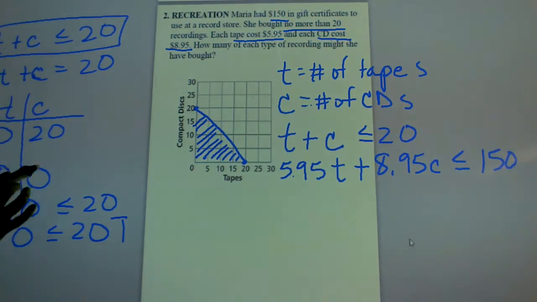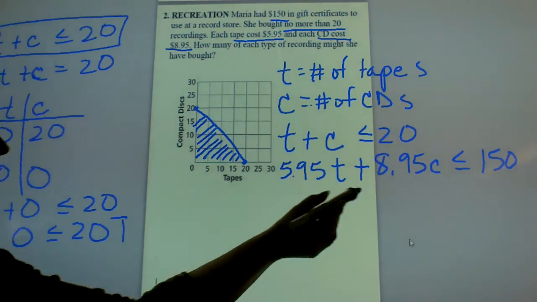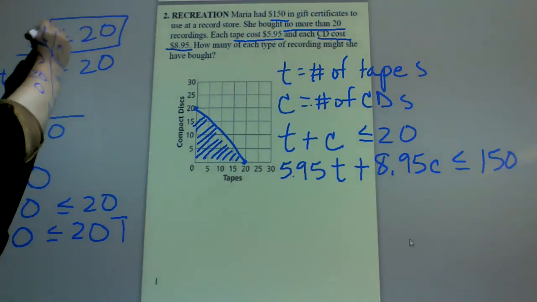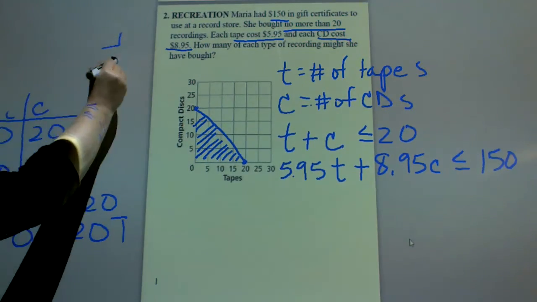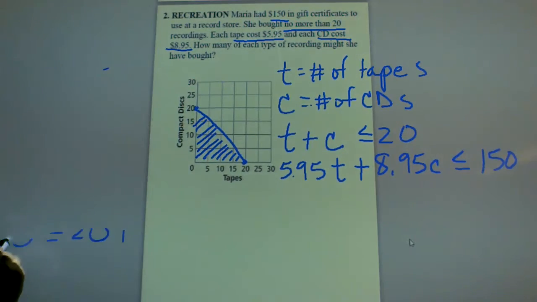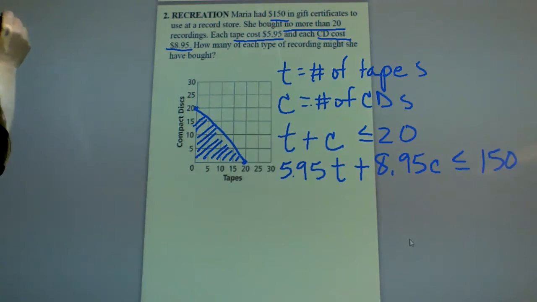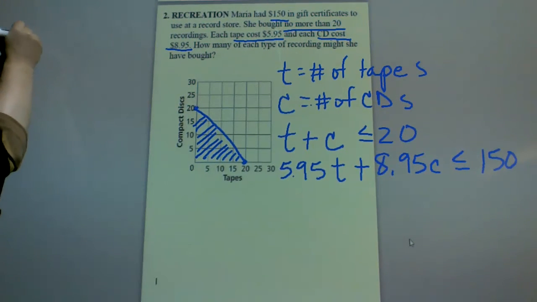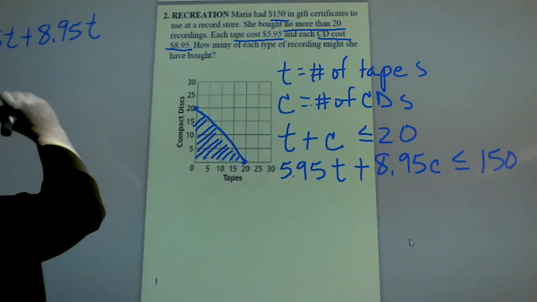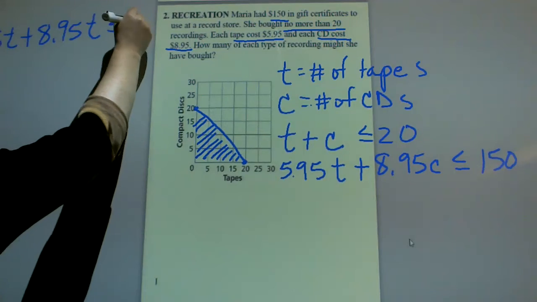Okay, I'm going to erase this and we're going to move on to the second equation here with the 5.95 and the 8.95, okay? So we're going to focus on our second equation here, 5.95 T plus 8.95 C is less than or equal to 150.